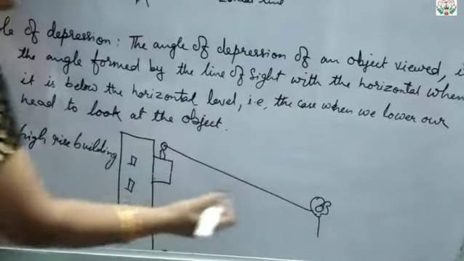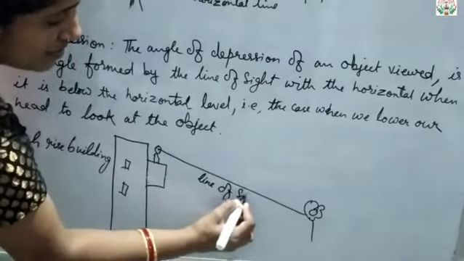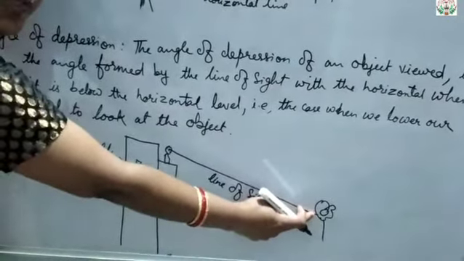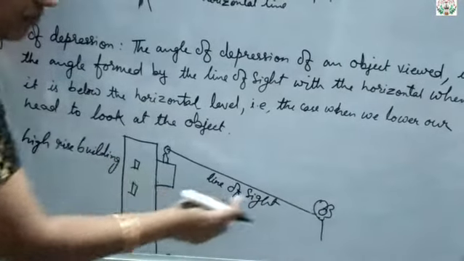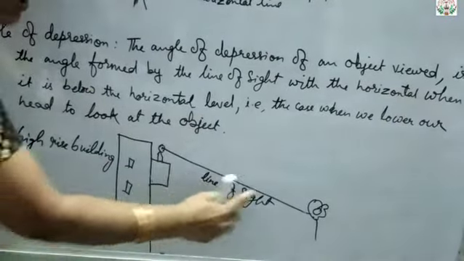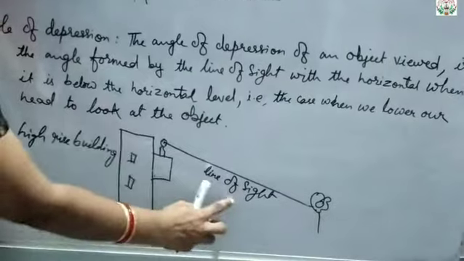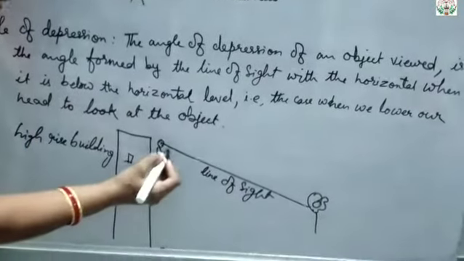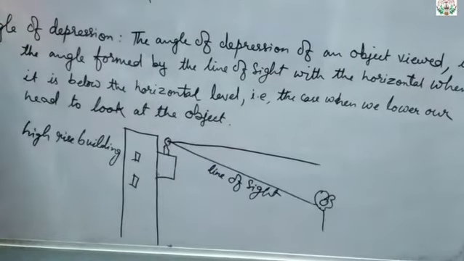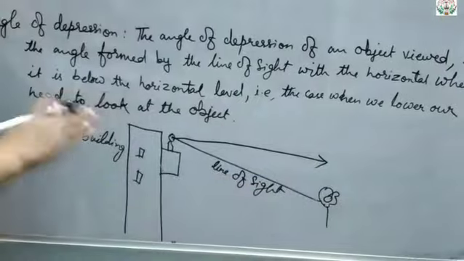Because the person is seeing this object, this is called line of sight. The person wants to see this flower or the tree. The line formed by the eye to see the object will be the line of sight. And the horizontal line will be straight from the eye level. A line which is drawn straight from the eye level is called what?